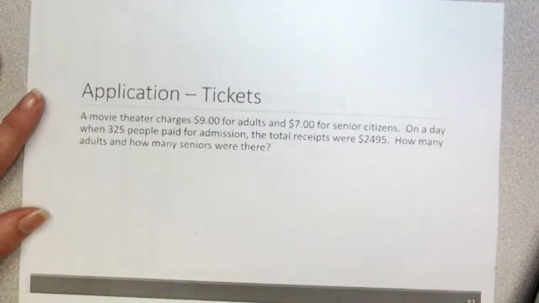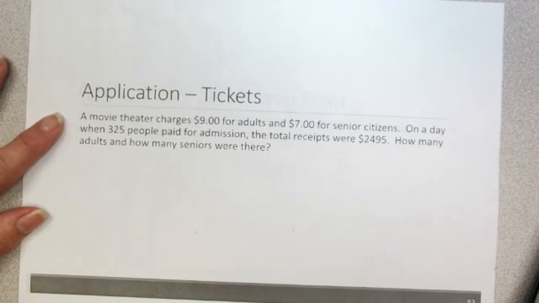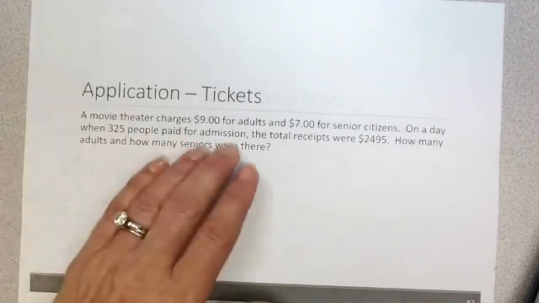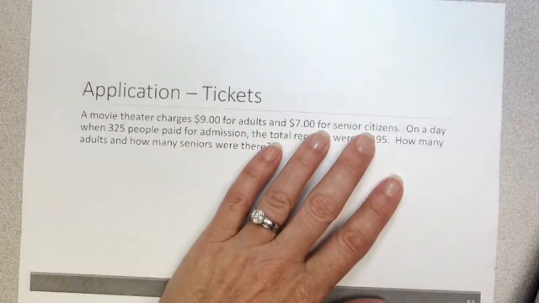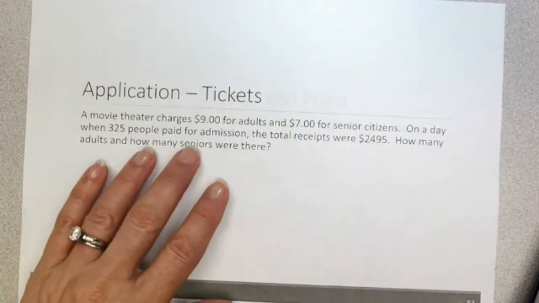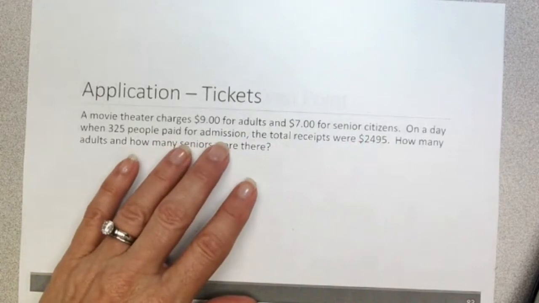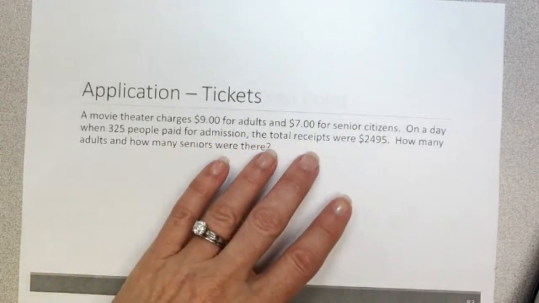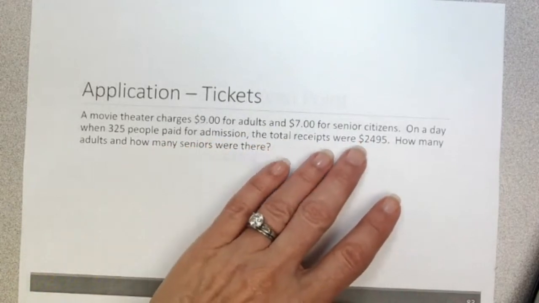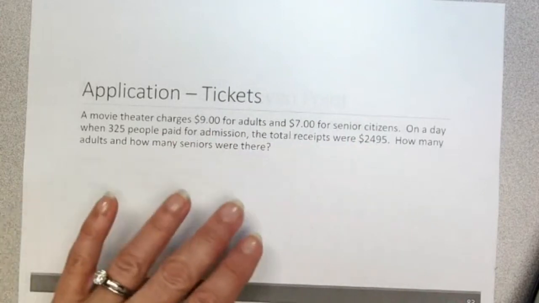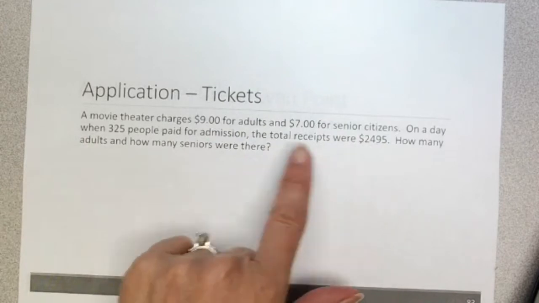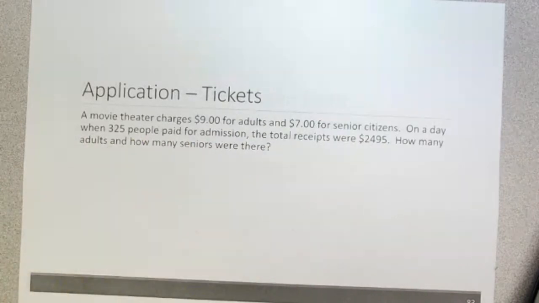Okay. So here we have a movie theater. It's charging $9 for adults and $7 for senior citizens. On a day when 325 people paid for admission, the total receipts, the total money taken in, was $2,495. We need to figure out how many of those tickets were adult tickets and how many were senior tickets.